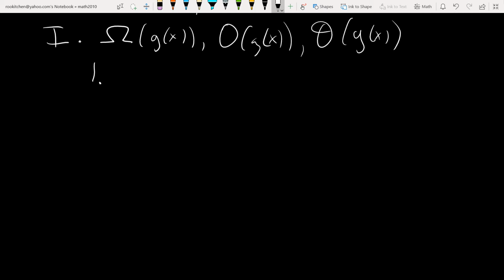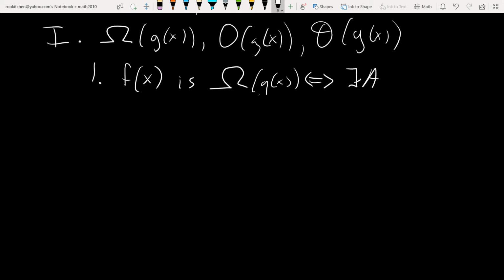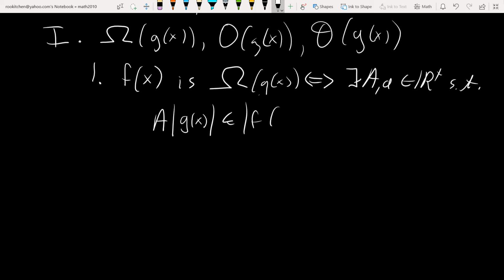Anyways, what are these things? You could think of the big omega of g of x as a lower bound. It's an at-least sort of property. So f of x is said to be big omega of g of x if and only if there exist a big capital A and a little a in the real numbers such that a times the absolute value of g of x is less than or equal to the absolute value of f of x eventually. So for x greater than this a value.